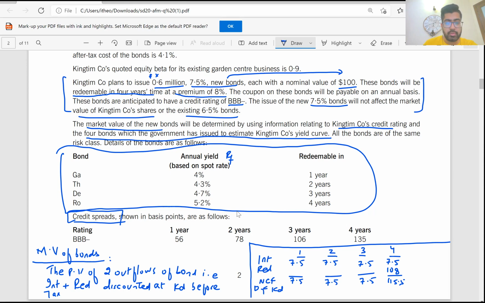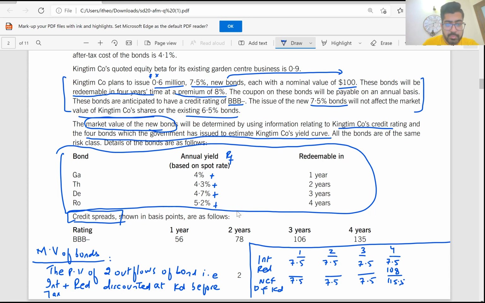So you have the RF of each year. It states the market value of the new bonds will be determined by using information relating to Kingdom's credit rating, this BBB, and the 4 bonds. The 4 bonds RF is given and the 4 bonds spread is given. So you will just do RF plus spread to get KD. Remember in your studies, when spread is given, you do RF plus spread.